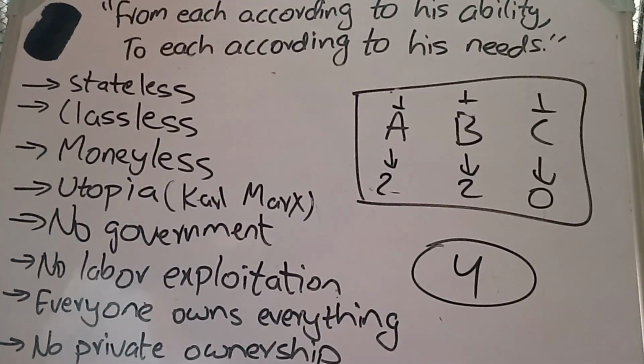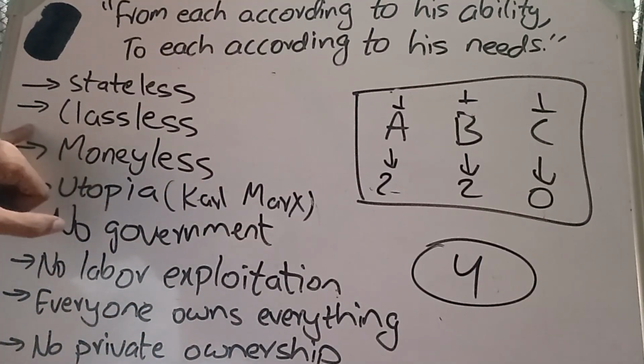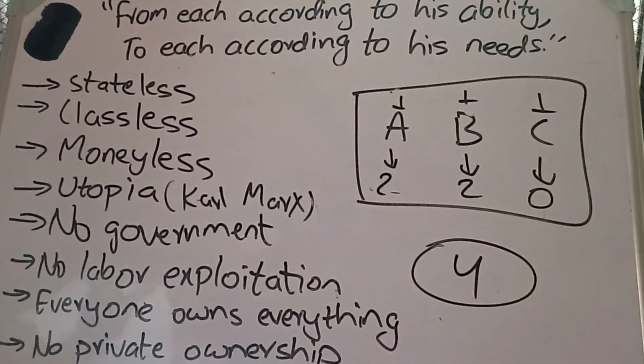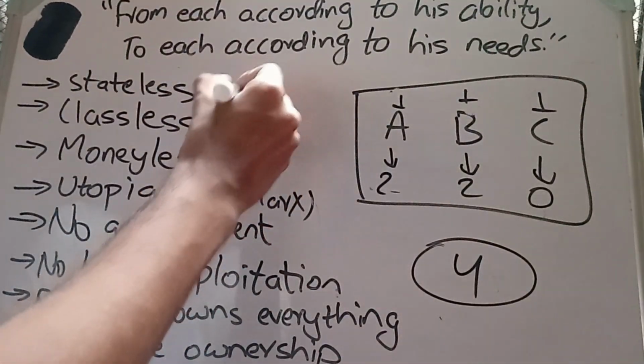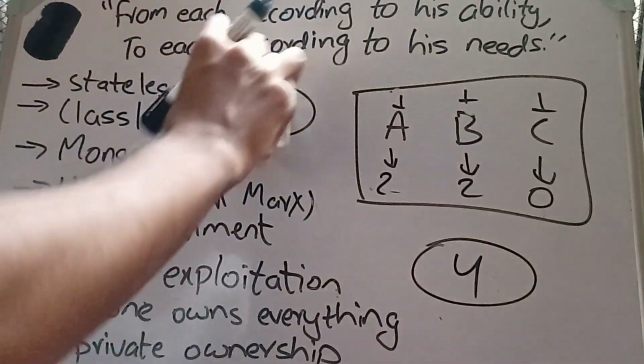But this system of community is said to reduce labor exploitation and class. However, this society has not been able to be implemented on a large scale. We can see it in small communities, such as the many tribes around the forest. They are thought of as the best example of communism working, but it has not been possible to implement it on a large scale.